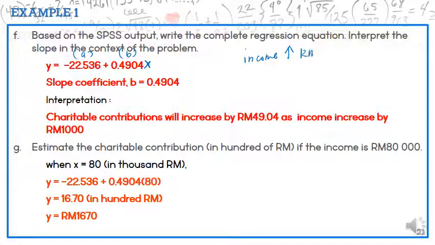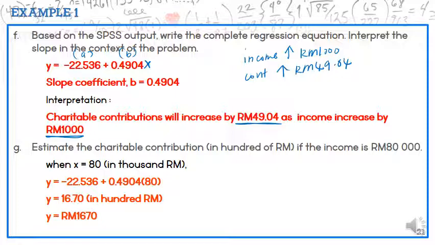So your interpretation. Tadi saya bagi contoh as income increase RM1000, contribution increase RM49.04. But you boleh terbalikkan juga, tak ada masalah. Dalam contoh ini, charitable contributions will increase by 49 ringgit and 4 sen as income increase by RM1000. Kenapa satu unit bersamaan dengan 1000? Because dalam soalan dia bagi tahu income in 1000, charitable contribution in 100 RM.